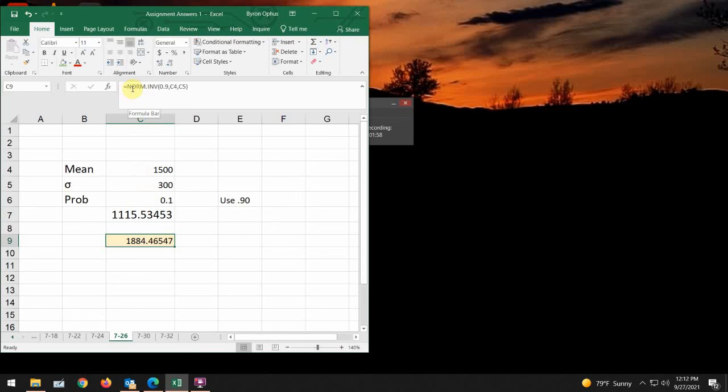Okay, and so if we did it, and I used the normal inverse, some of you used the formula probably out of the book, and that's fine. But then I had to use 0.9 instead of the 0.1 in order to come up with my correct answer, which is 1884. Does that seem reasonable? Let's see, the mean, one standard deviation above that would be 1800, and so a little bit above that would probably get me to that top 10%. So that one seems reasonable, right?